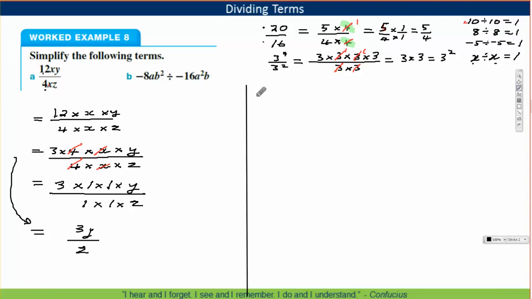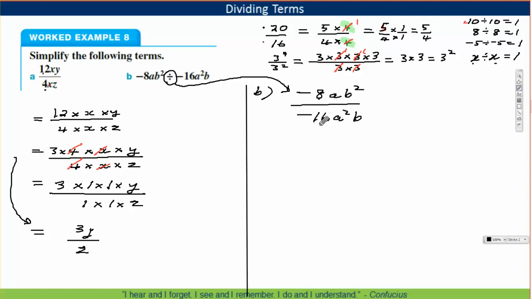Okay, let's do the next one, b. Same process. Now the divide here, remember, we can rewrite it as a fraction. That's what I'm going to do. When you have something divided by something, you can write it as a fraction, something over something. So I get negative 8ab squared over negative 16a squared b.